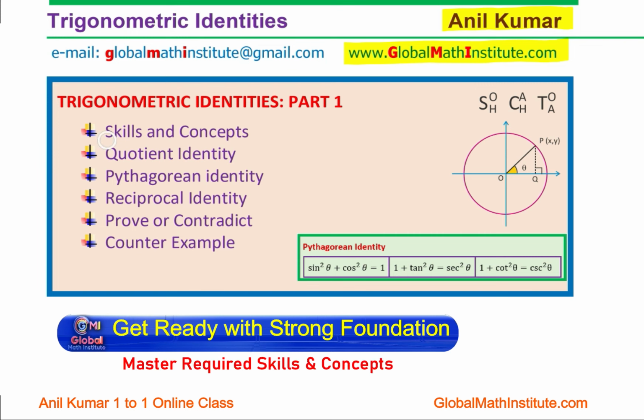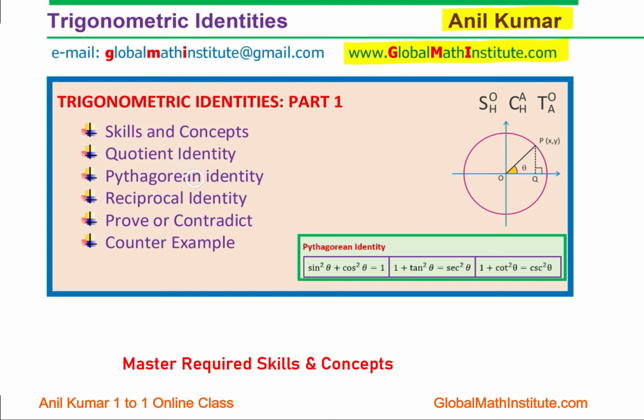We'll talk about skills and concepts you need to know to begin with. Then we'll take up these identities and prove them one by one: quotient identity, Pythagorean identity, reciprocal identity. We'll also understand what we mean by proof by contradiction and also take up the counterexample concept. All these concepts are very important when we talk about trigonometric identities, right?